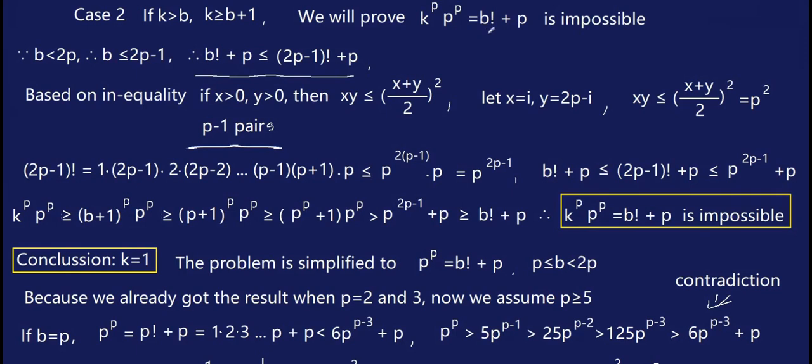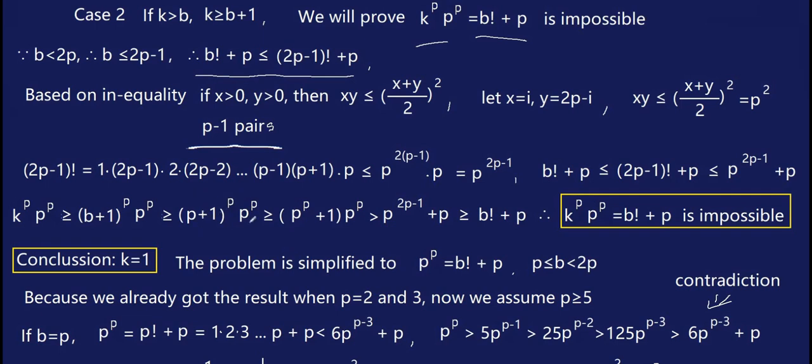So we have proved the right side is less than or equal to p^(2p-1) + p. And we see the left side. The left side is obviously greater than or equal to (b+1)^(p^2)... and b is greater than p, so it is greater than or equal to (p+1)^(p^2), p to p's power.